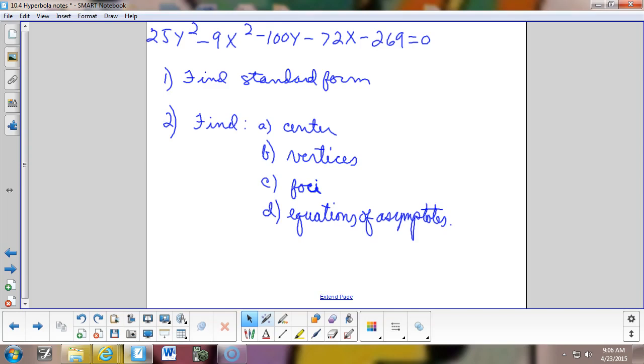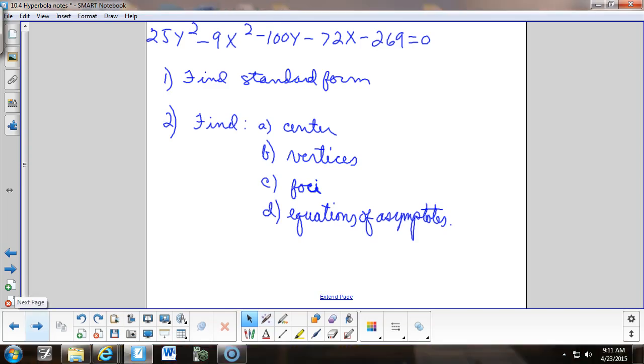So, generic equation. I'm going to tell you, it's a hyperbola. Put it into standard form. Find the center, vertices, foci, and equations of the asymptotes. So that's the important stuff for a hyperbola. This is exactly the kind of question you'll see on a test or quiz, exactly like this. All right? I'm going to give you a little head start, and then we'll work on it together.